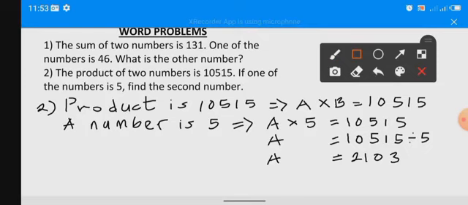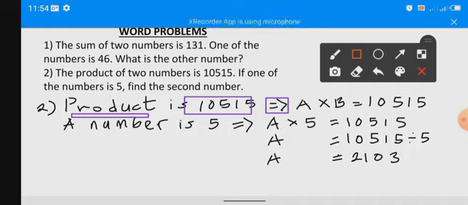That is, we translate that statement into a mathematical equation. So product is 10,515. Product implies multiplication. When you say product of two numbers, product of three numbers, it is multiplication.